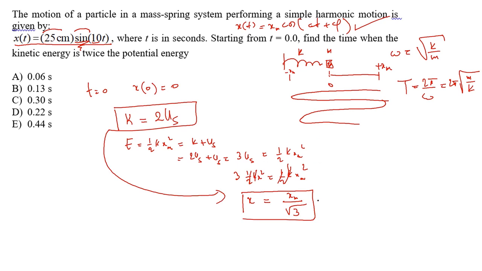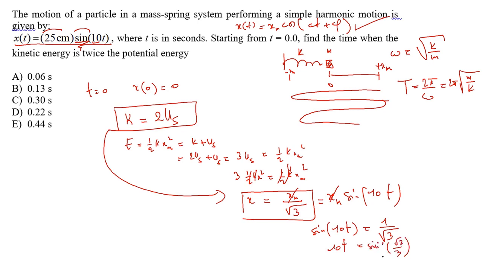Now at x max divided by square root of 3, I can find my time. How do I find it? I will say that it is equal to x max sine of 10t. Basically, I'm just using this. If I simplify by x max, now I have to solve this problem: sine of 10t is equal to this. That means 10t is equal to sine inverse of square root of 3 divided by 3. How much is sine inverse of square root of 3 divided by 3?